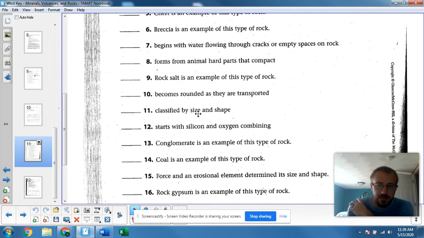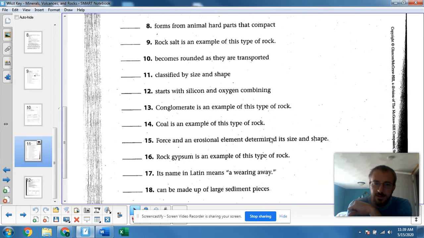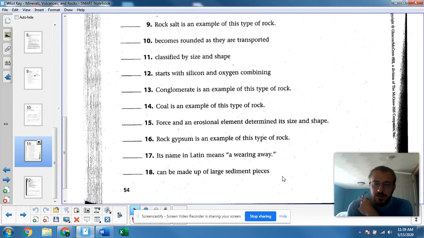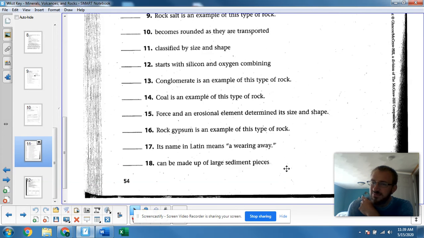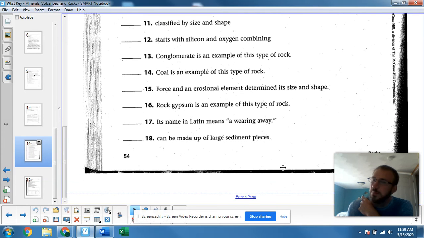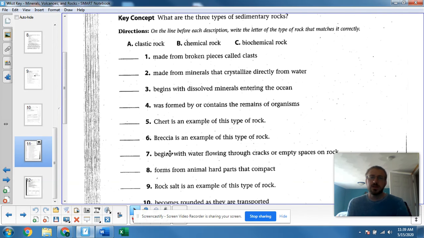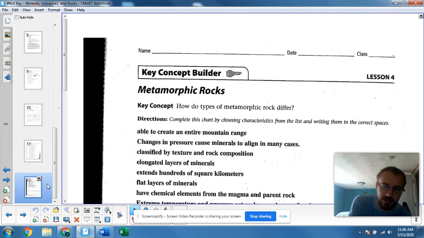Classified by size and shape, so you look at that ID chart and see which one has, like, if it's this big, it's this kind of rock. If it's less than that size, it's this kind of rock. Probably have to Google the Latin word, although there's only really one funky word that you've probably never heard of before, so that probably is it. So that's the sedimentary rock worksheet page here. Just writing down which group of sedimentary rock those sentences describe.